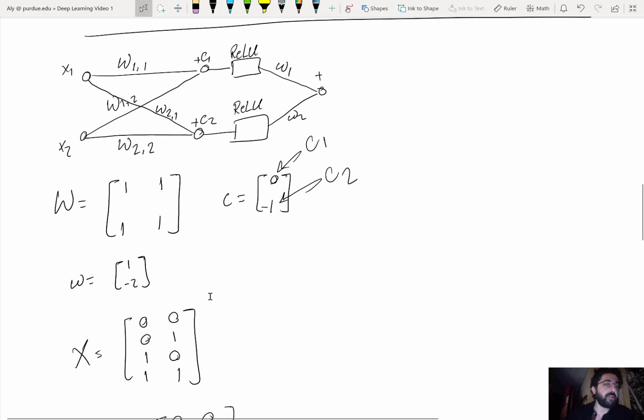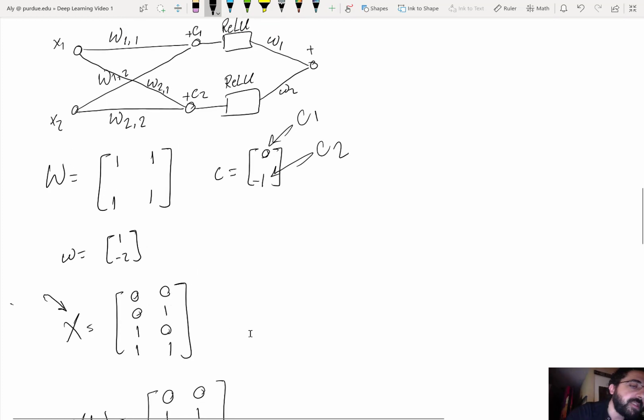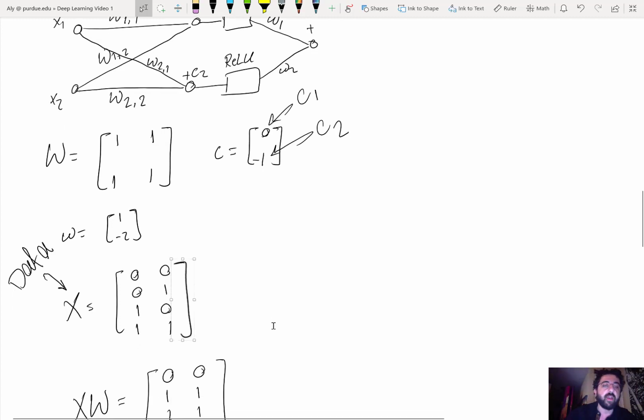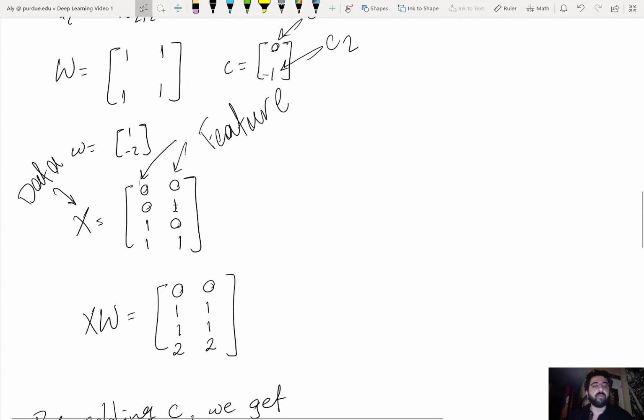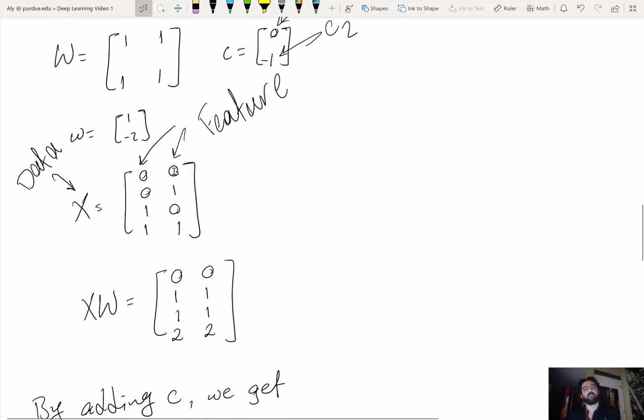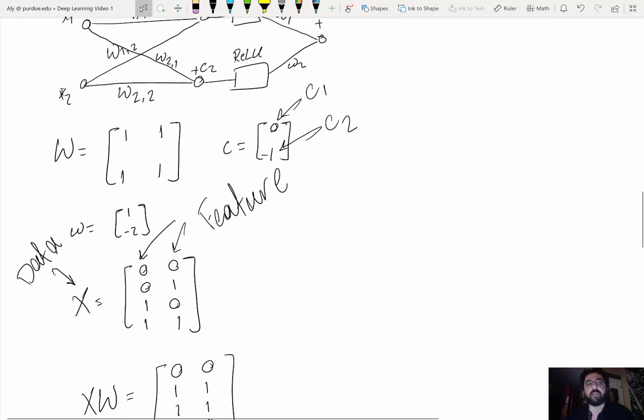Now the X, which holds all the possibilities for X1 and X2, can be represented as a matrix: 0, 0 is the first possibility, 0, 1 the second, 1, 0 the third, and 1, 1 the fourth. So X is the data, the matrix representing the data vectors, and these two columns are called features. The first is the first feature, the second is the second feature.